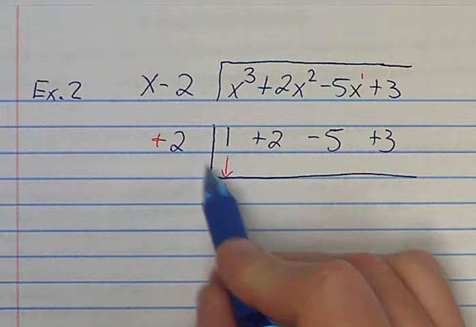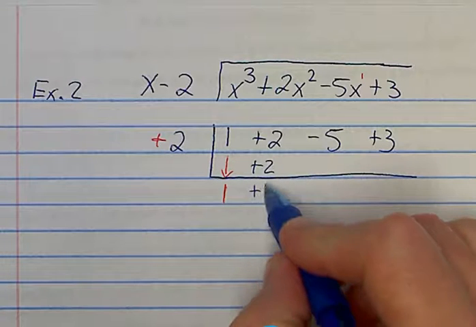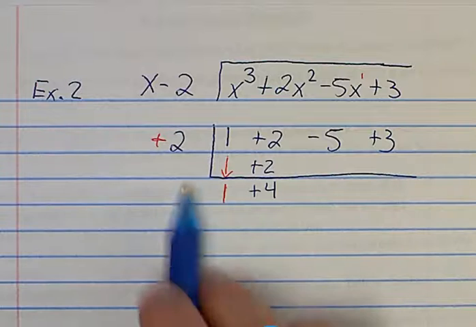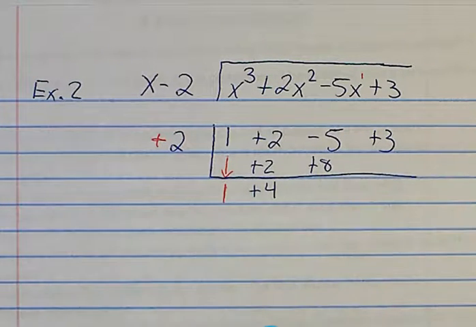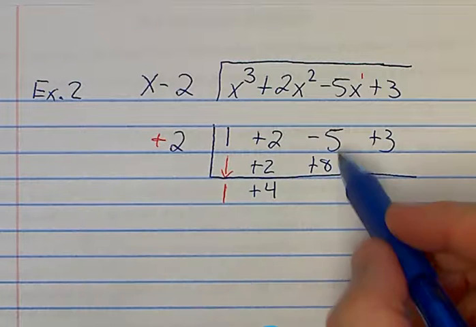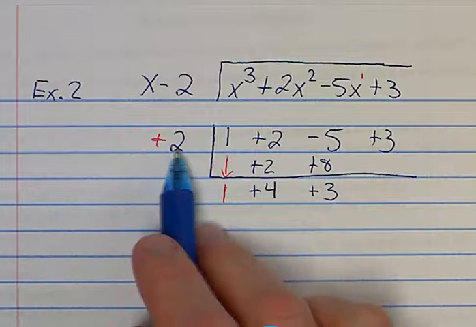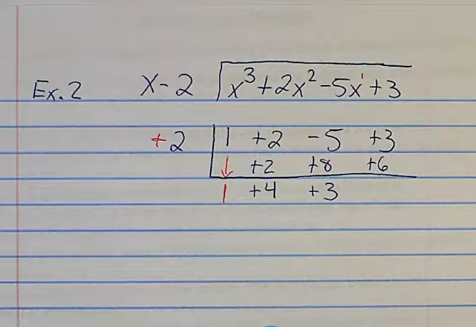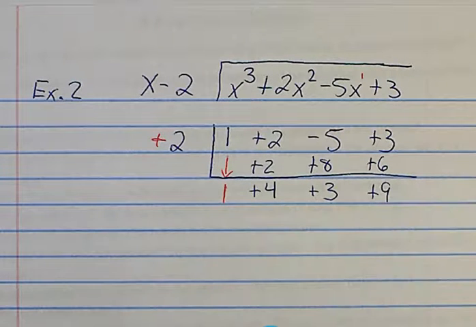Now we're doing 2 times 1. Which would be 2. 2 plus 2 is 4. Now we're going to do 2 times 4 to make that 8. And we've got negative 5 plus 8, so that's a positive 3. And then we're going to do positive 2 times positive 3 to make that a positive 6. And then 6 plus 3 is 9.